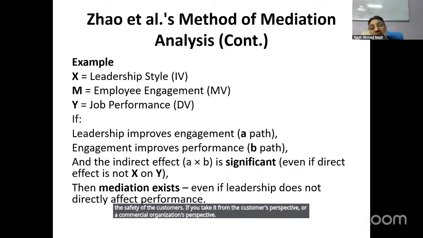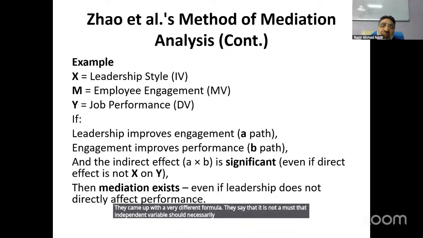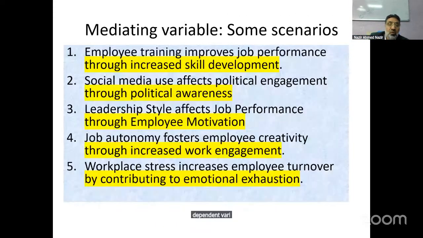The point that I'm trying to convey is that Zhou, Lynch, and Chen came up with a very different formula. They say that it is not a must that an independent variable X should necessarily be related to a dependent variable Y, but rather it is possible that the independent variable might influence the mediating variable, and that in turn would influence the dependent variable. Now look at this.